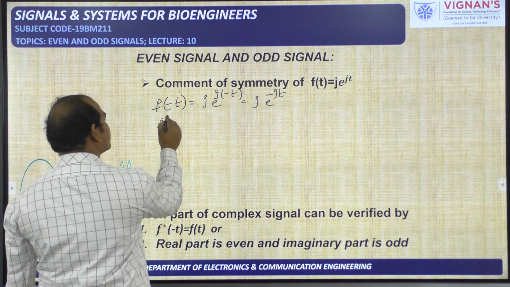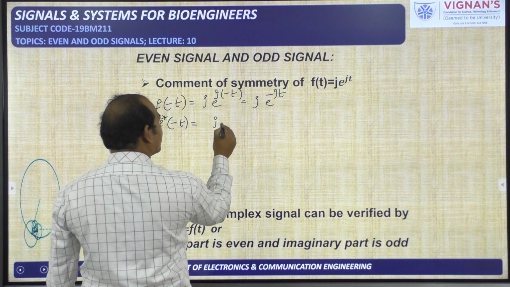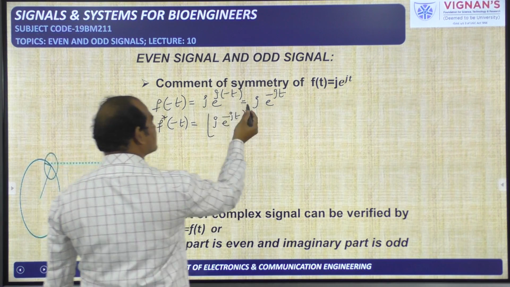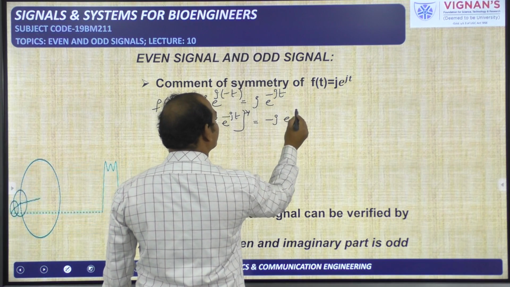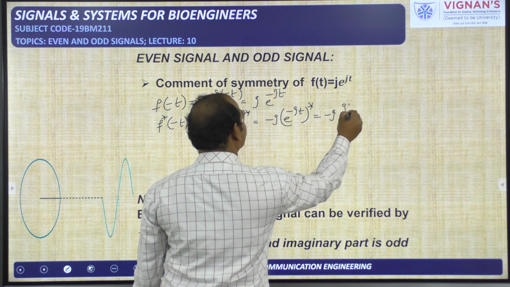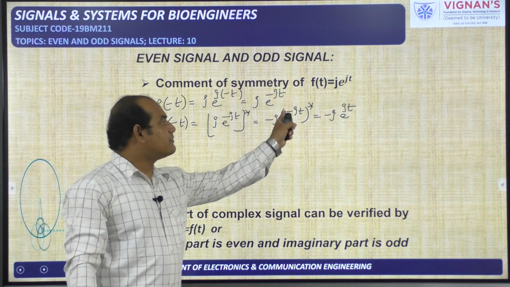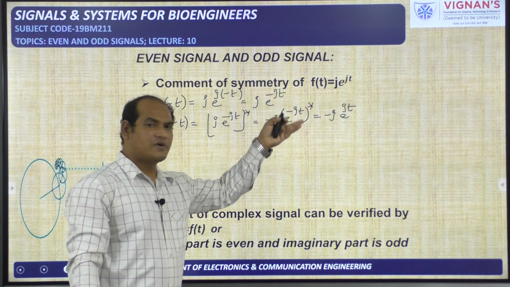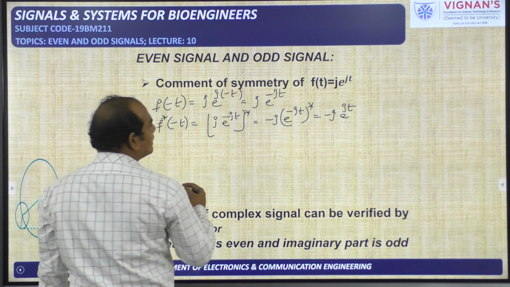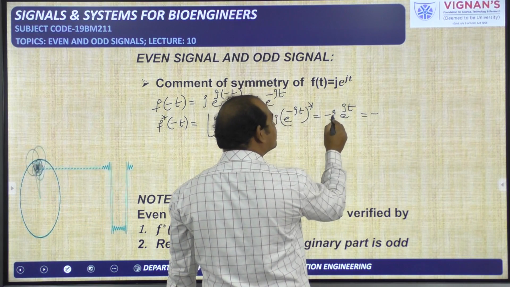Next, apply the conjugate for this one. F star of minus t is equal to the conjugate of j e power minus jt, which is j star, that will become minus j, times e power minus jt star. So it is equal to minus j e power jt. A plus jb, its conjugate is a minus jb. Like that, the conjugate of e power minus jt will become e power plus jt, or the complex conjugate of e power jt will be e power minus jt. So directly we can write it as minus j into e power jt.